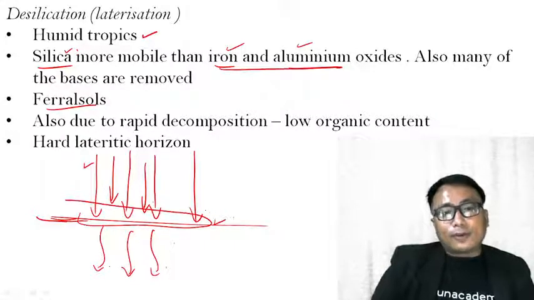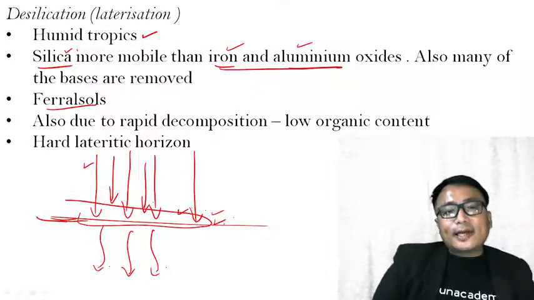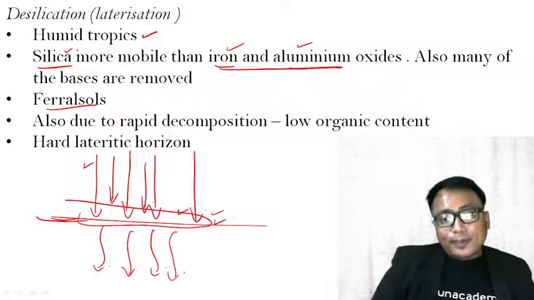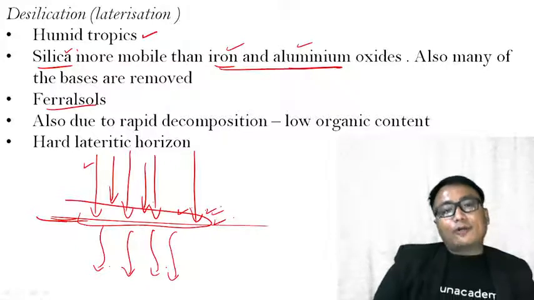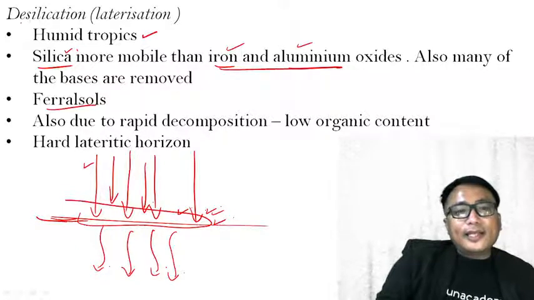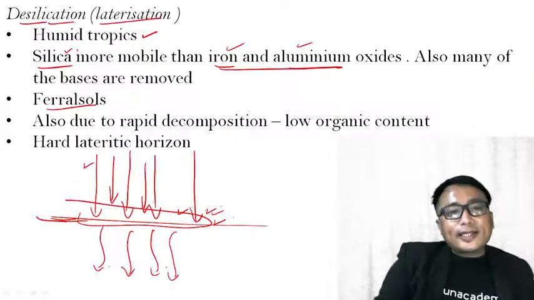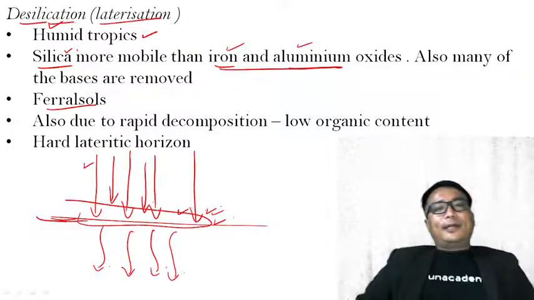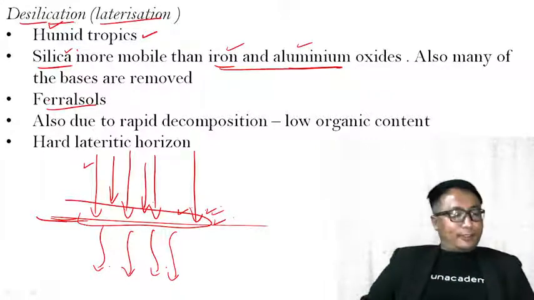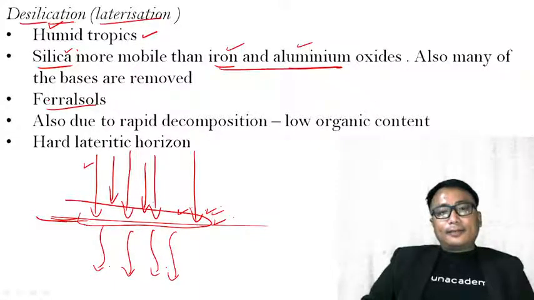Clear? Ferral soil. And this process of leaching away of silica and also other bases below, leaving behind an iron and aluminium oxide rich top layer, is known as desilication or lateralization. Desilication, in a sense, means the silica is removed. That's why the name itself implies desilication or lateralization. Clear?